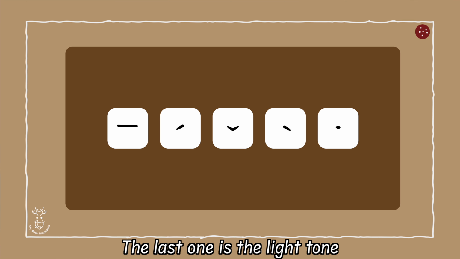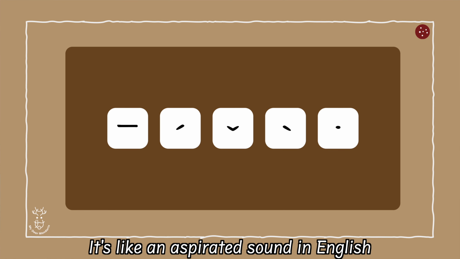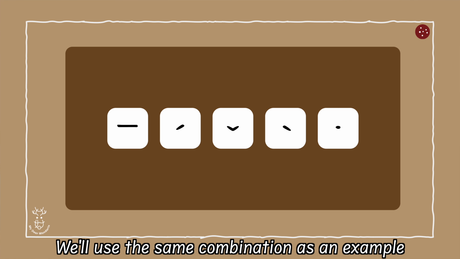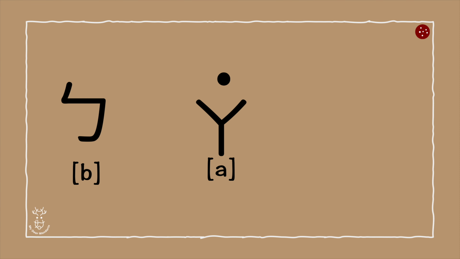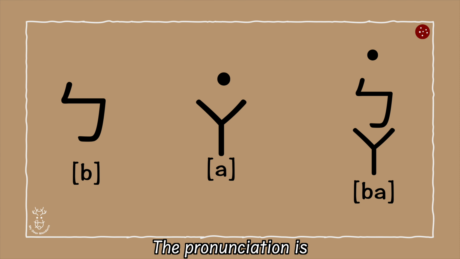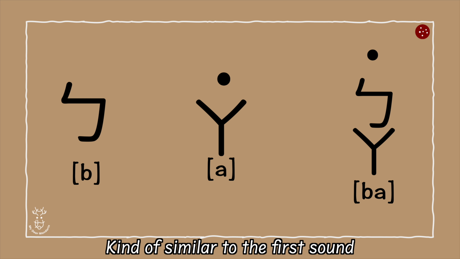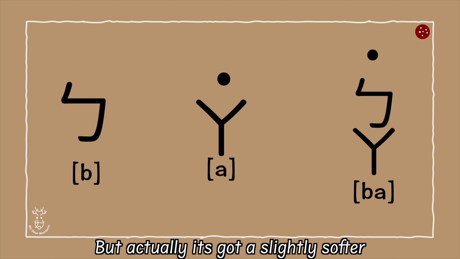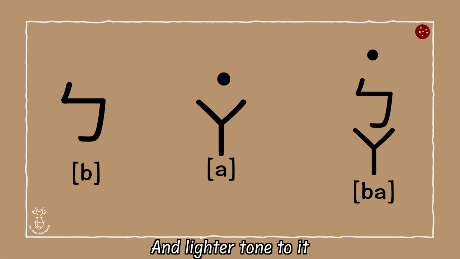The last one is the light tone. It's like the asterisk sound in English. We'll use the same combination as the example, B, A, Ba. The pronunciation is kind of similar to the first sound, but actually it's got a slightly softer and lighter tone to it.